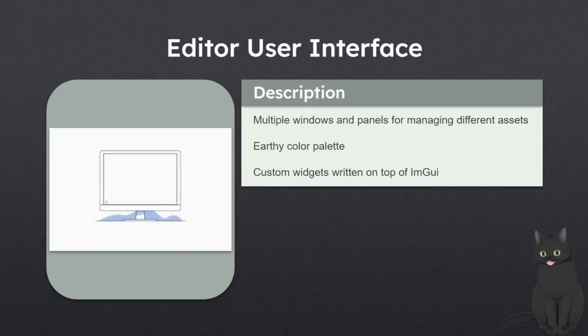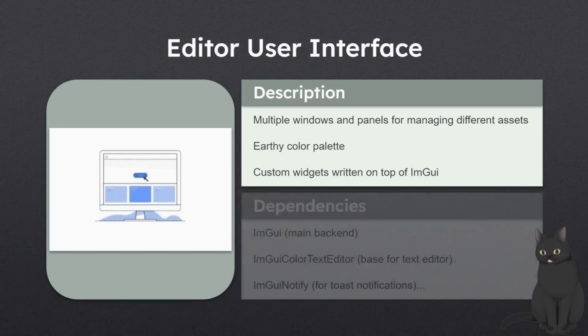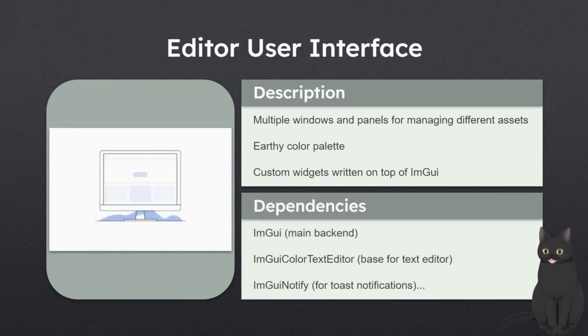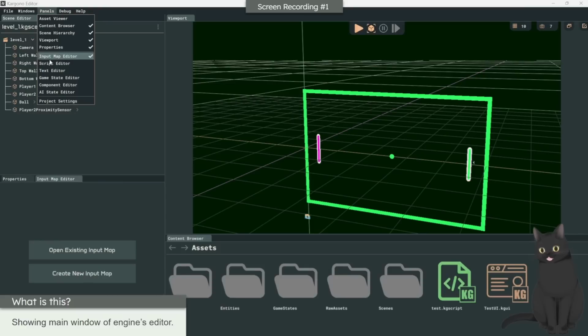There's an earthy color palette, and I have custom widgets written on top of IMGUI, right? So IMGUI is the main backend, as you can see. I also have a few extra extensions working with IMGUI, such as the IMGUI color text editor and the IMGUI notify for toast notifications. So let's go ahead and take a look at it really quick.